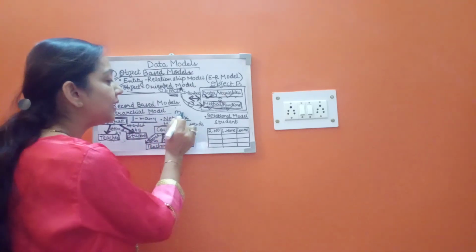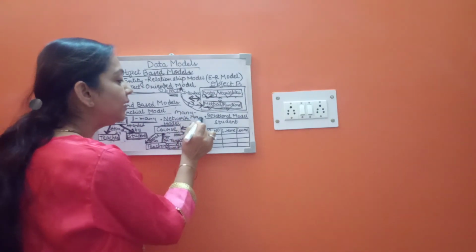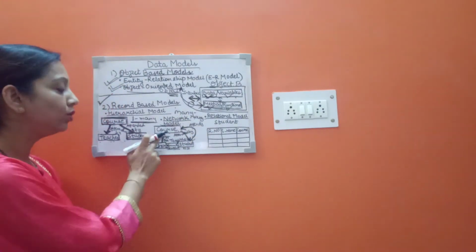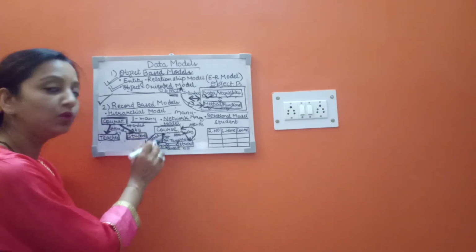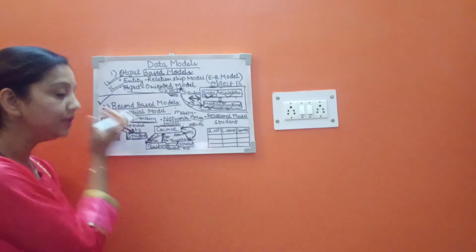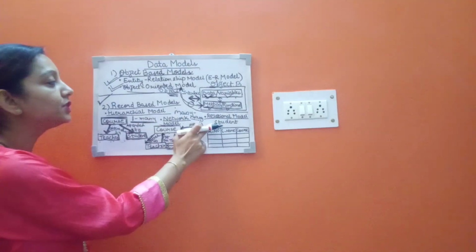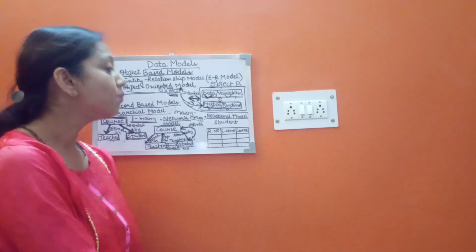Therefore we can say that a network model supports many to many relationships. Many nodes can have relationships. One node can have more than one parent node, hence many to many relationships are supported by the network model. The last model of the record based model is the relational model.